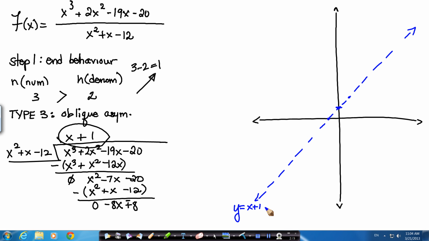Alright, so now everything else stays the same, right? Let's go to a new sheet of paper. That might make our lives a little bit easier. So, step 2, set the denominator equal to 0 and solve.